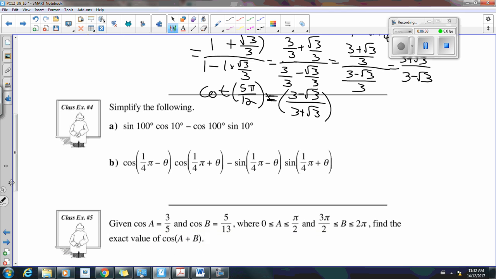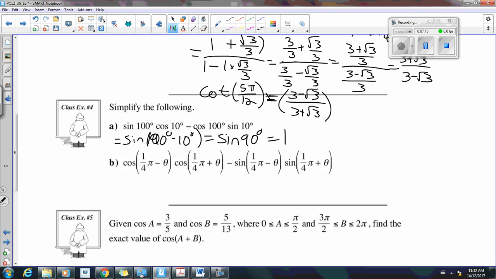Example 4, simplify the following. Sine 100 times cos 10 minus cos 100 times sine 10. Well, if you look through your formula sheet, you'll see that that looks just like the sine sum identity. So that means this is really equal to the sine difference identity, because it has a subtraction sign. This is really equal to sine of 100 minus 10, which is equal to the sine of 90, which just equals 1.